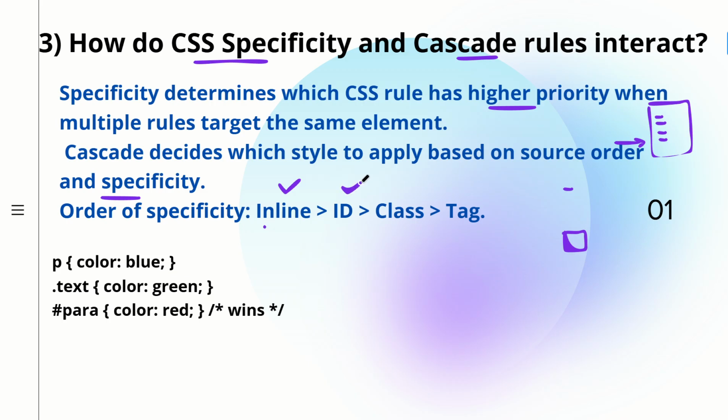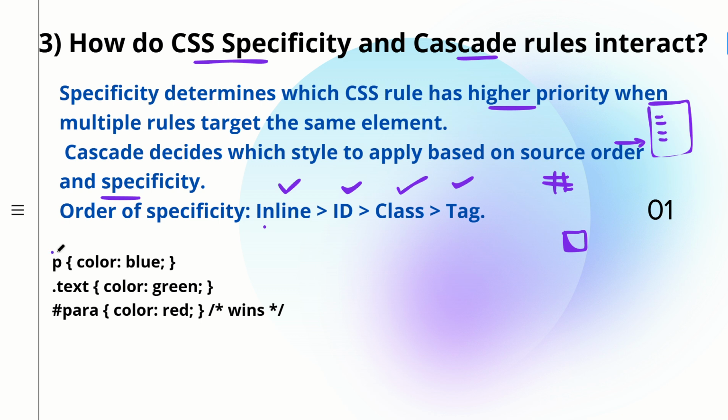Then you have your IDs. You make use of the hash to write the CSS properties for the IDs, so you make use of the hash in your CSS files. IDs have higher priority after inline, and then after inline and ID, the classes of those elements have higher priority, and then at last we have the tags.